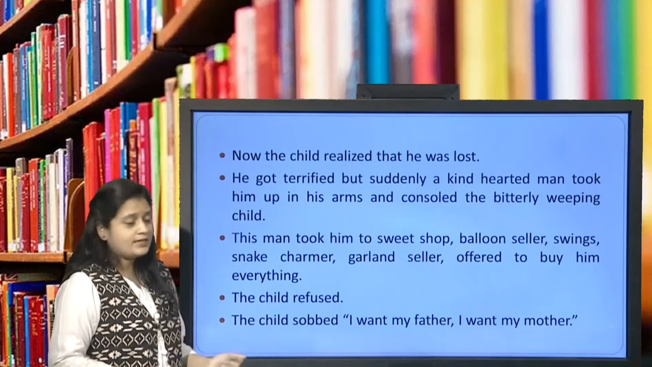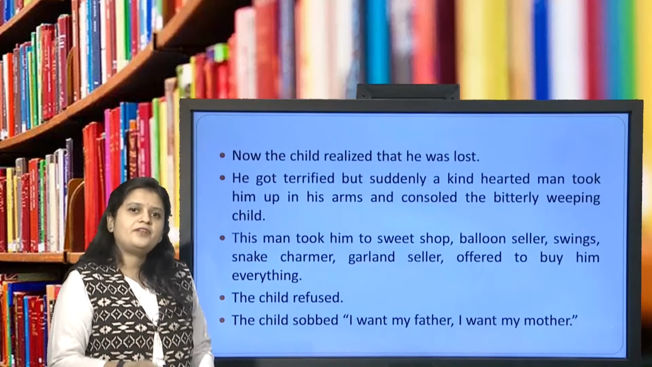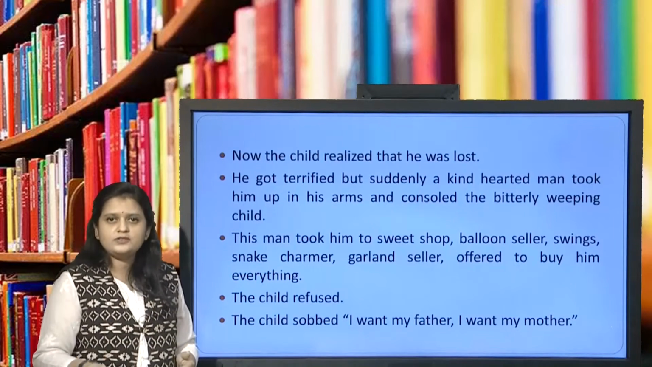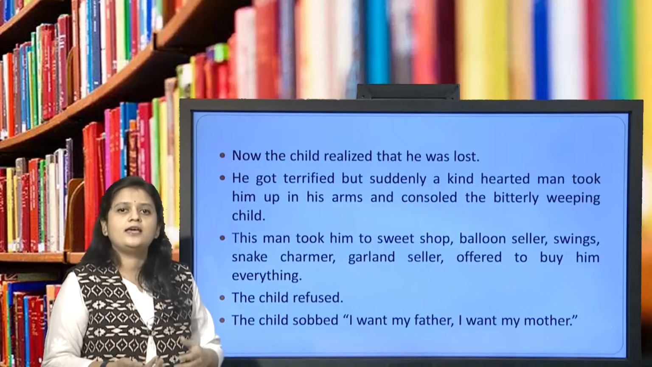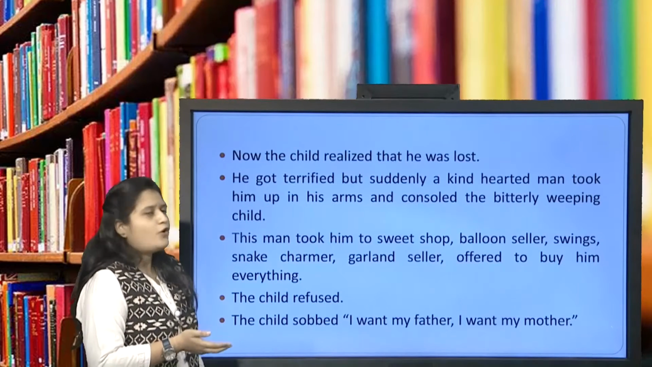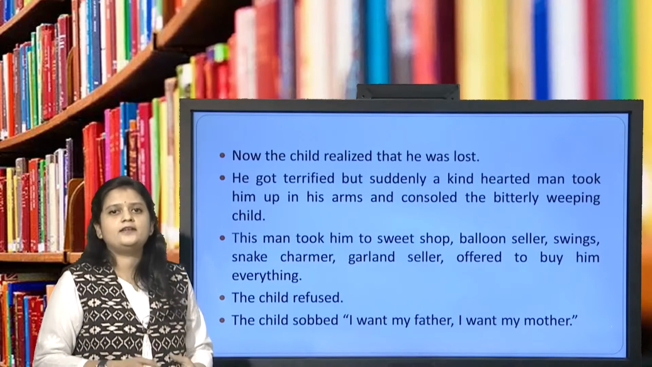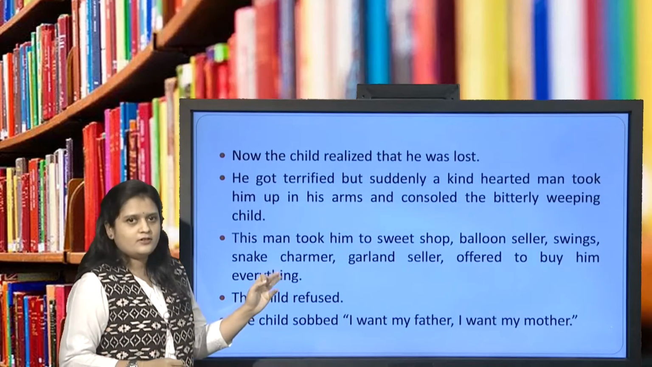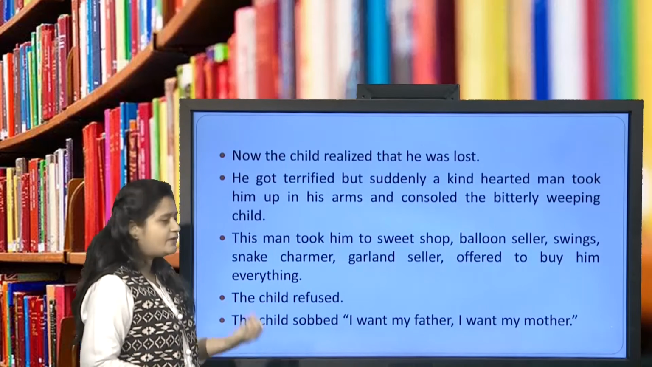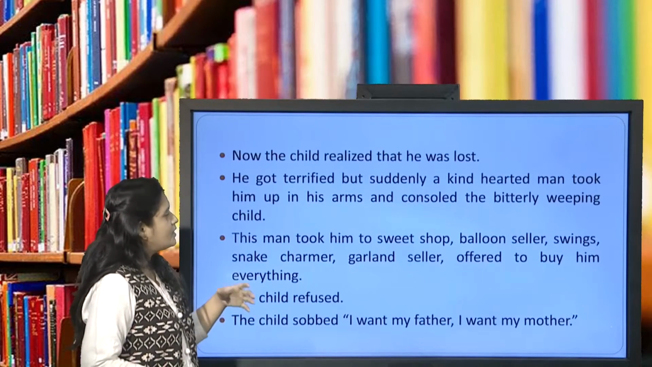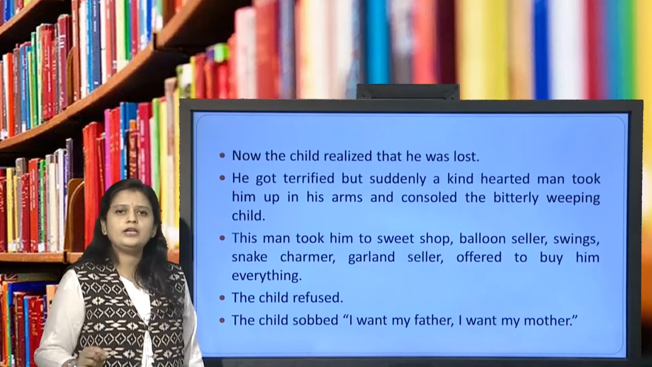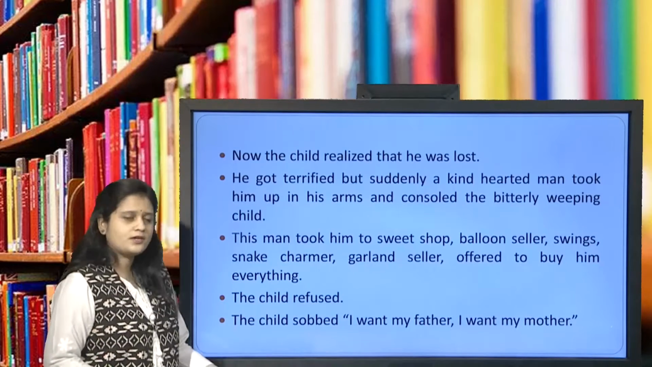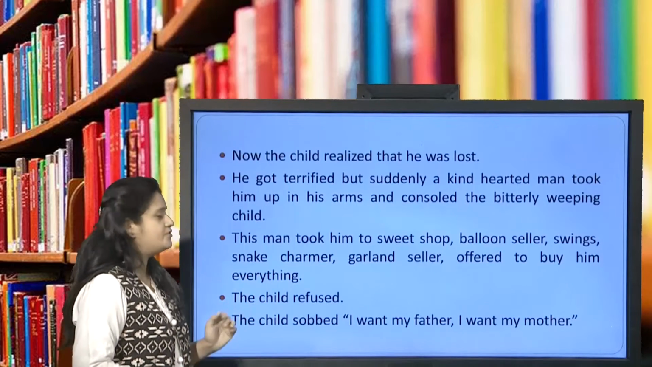But what happens on the contrary is that the child refuses everything that he wanted when his parents were refusing that. The child wanted all these things, but now since his parents are lost, he is lost, he is not able to find his parents. What this man is offering, the child is refusing all of that, because now what he wants is not the different varieties of sweets, or the balloons, or the swings, or watching the snake, or the garland of flowers, but he only wants his parents, he only wants his father, he only wants his mother. So the child refused, and the child sobbed, "I want my father, I want my mother."